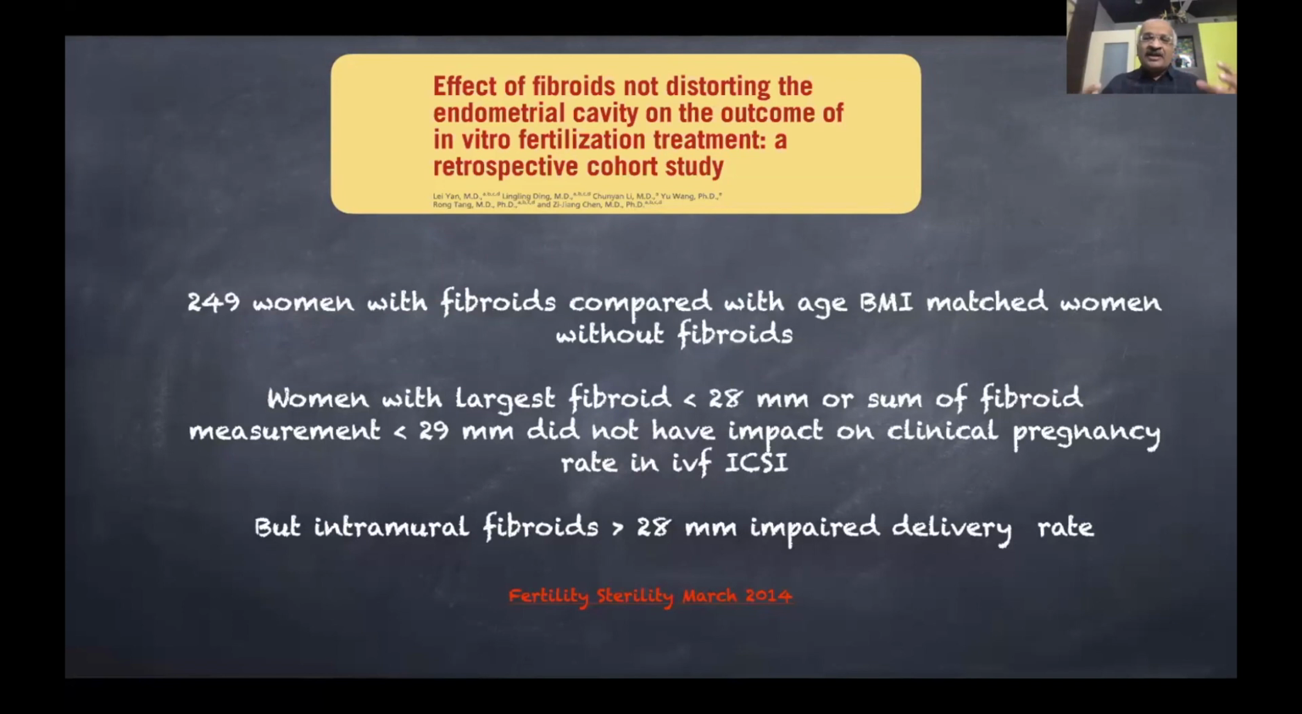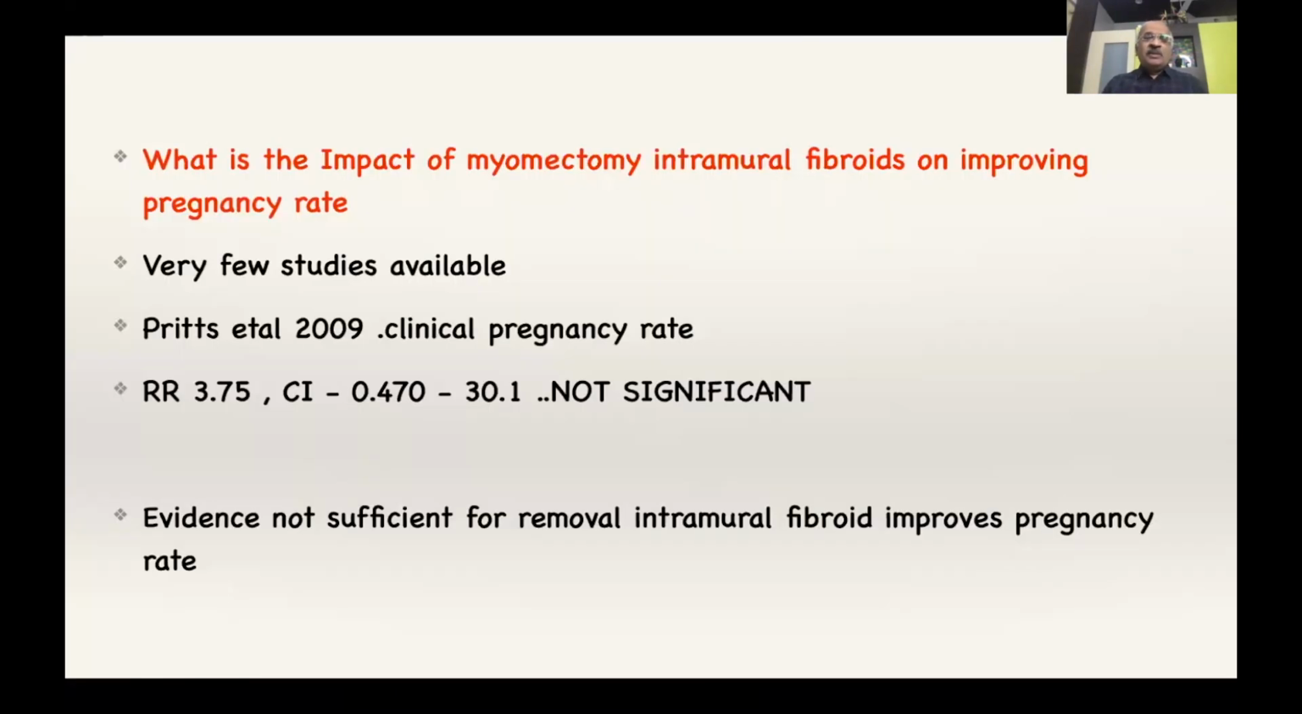So now we have another geometric measurement: fibroids less than 28 millimeter we may not touch, and beyond that, between 28 millimeter and 4 centimeter, again, probably it will affect our pregnancy rate. But then we are advising myomectomy. What information do we have about the impact of myomectomy on the pregnancy rate? Will it really improve the pregnancy rate when it comes to intramural fibroids?